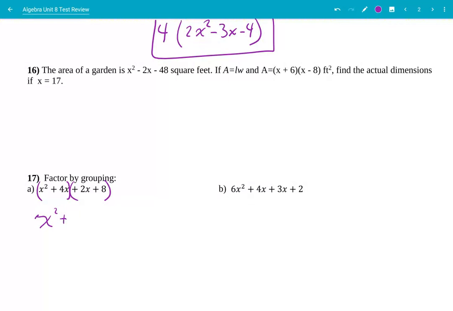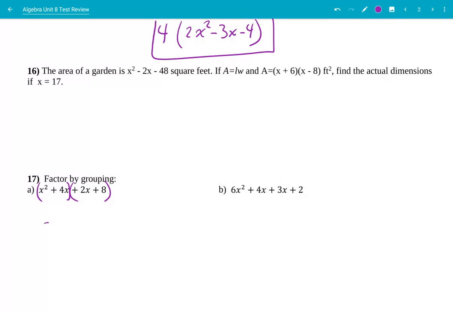X squared plus 4x. What's in common of both of those? Well, they both have an x. The upside down division there. Then we pull out an x, and that gives me x plus 4. Nothing in common there, so just a 1. So this is x plus 4.